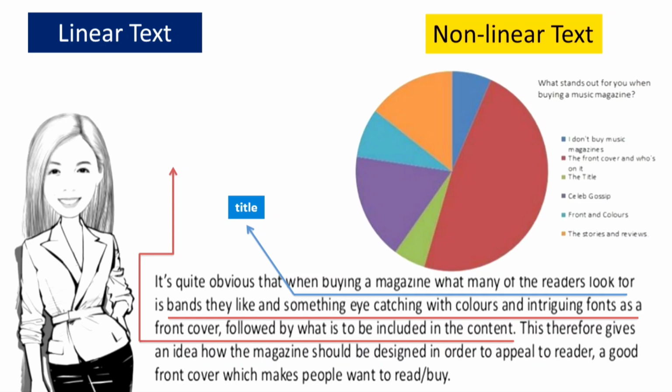We also need to include the results of the nonlinear text. How does the writer know what many of the readers look for is bands they like and something eye-catching with colors and intriguing fonts as a front cover, followed by what is to be included in the content? It's because the results are shown in the pie chart.